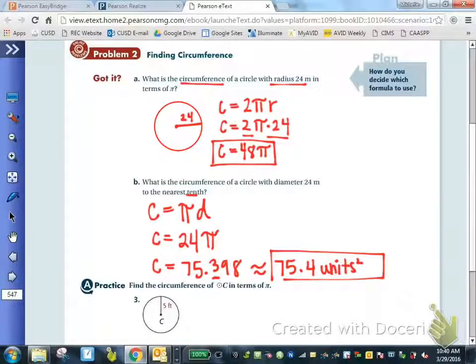Okay. Okay, it's not squared because we're not doing area. We just did circumference. So it would be 75.4 units. Okay. Other questions? Did I mess up anywhere else? Okay, next problem. Let's keep going.